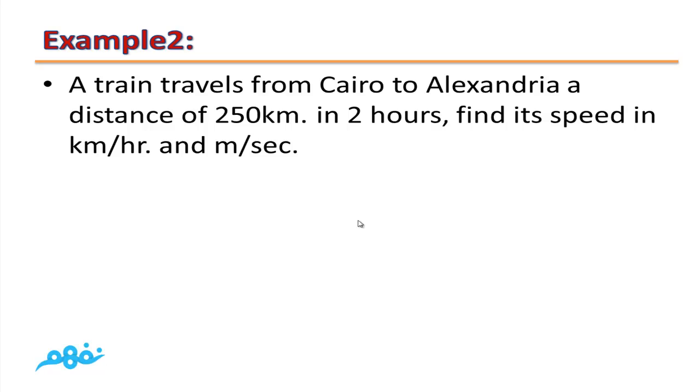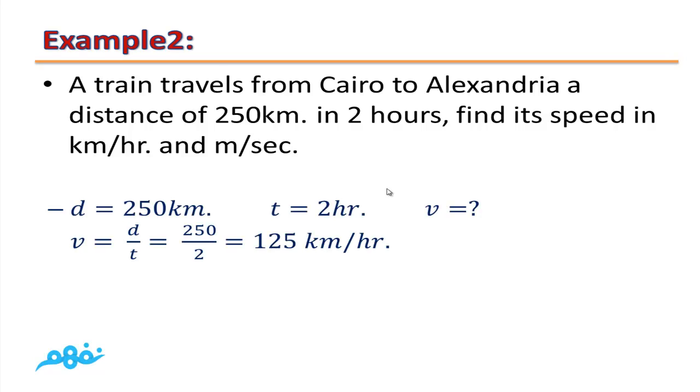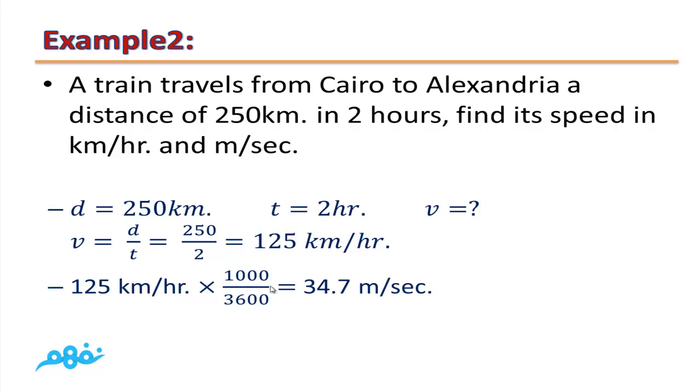Example 2. A train travels from Cairo to Alex, a distance of 250 km, in 2 hours. Find its speed in kilometer per hour and meter per second. First, we have to write down the given. Distance equal 250 km, time equals 2 hours, speed is unknown. The rule: speed equal distance over time equal 250 over 2 equals 125 km per hour. To answer the second part, we have to convert from kilometer per hour into meter per second. So we have to multiply this 125 times 1000 over 3600, and it will be equal approximately 34.7 meter per second.